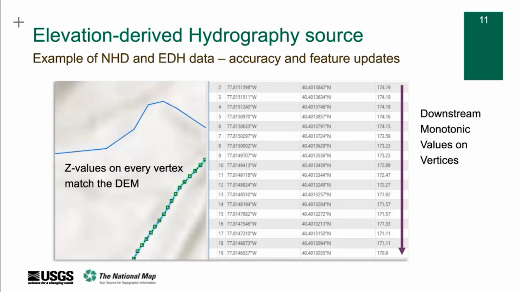And this is just a very simple example of z-values on the vertices of the hydrography and how there is a downstream monotonic direction and value assigned to each one of the vertices. So you always have at or below the elevation above or upstream of the current vertex, so it's always flowing downstream.